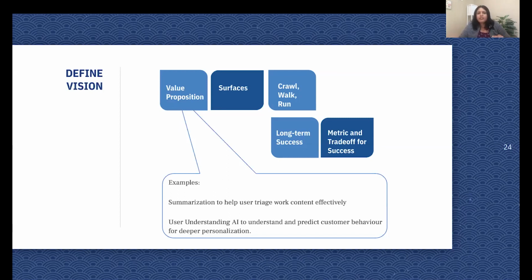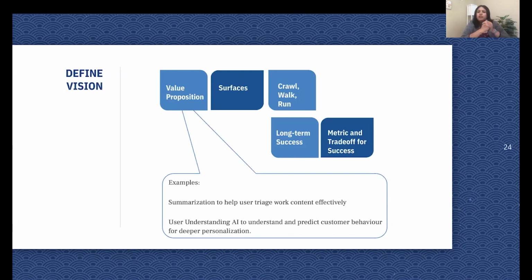The next phase of the vision is surfaces. How many surfaces can it go out to? Summarization can start with documents, can be expanded to blogs, can be also shown to emails. How do you expand? What are the different surfaces? With that, at this point of time, it's very beneficial to do a crawl, walk, and run, because you're not going to solve everything in one day. So break it up and decide what is the crawl state. And oftentimes the buy-off happens on the crawl state first.